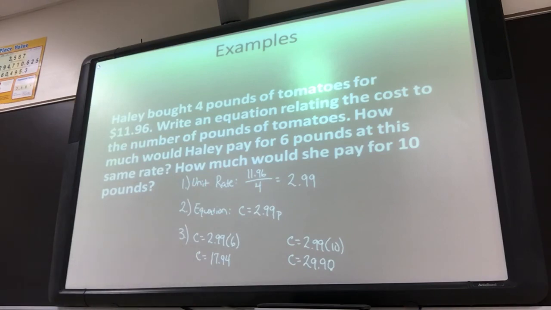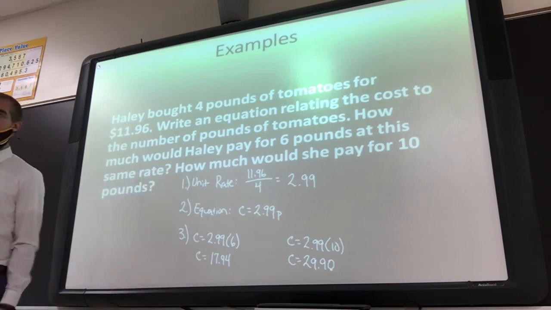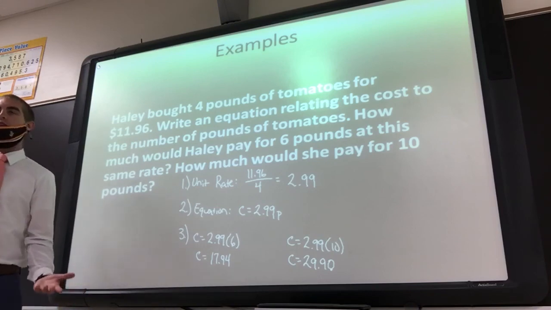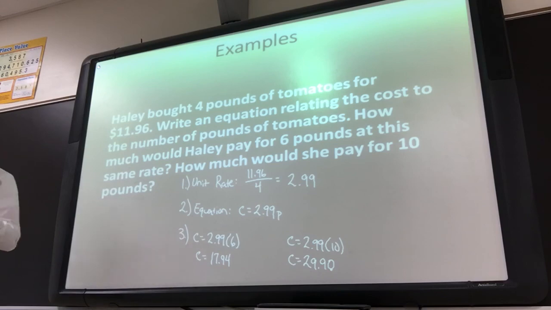I would say the trickiest thing is figuring out which letter goes where in the equation. Other than that, we found the unit rate. We know how to multiply two numbers together. So step two is probably the hardest thing for this. But the more you practice, the more you're going to be able to see, okay, I'm going to figure out which one works for the information we have, and that'll be our equation.